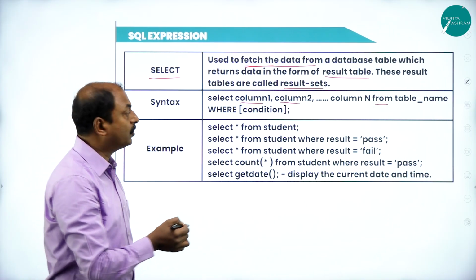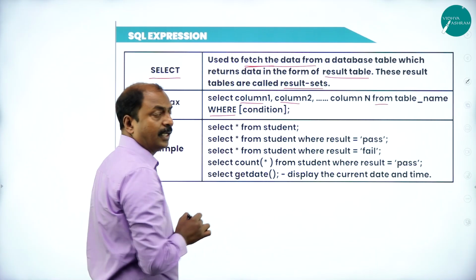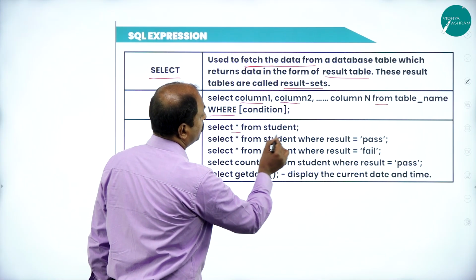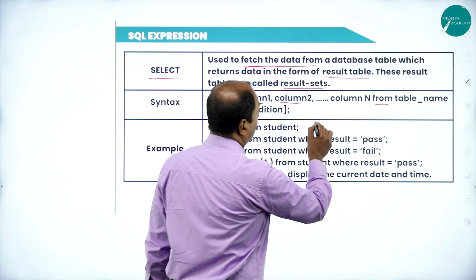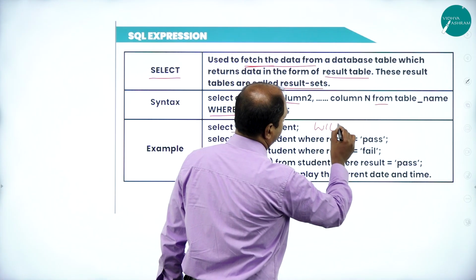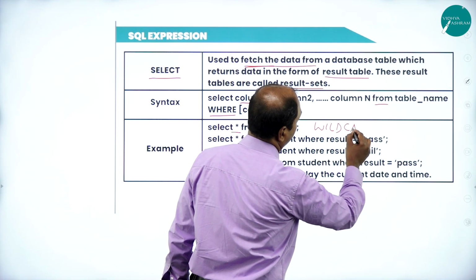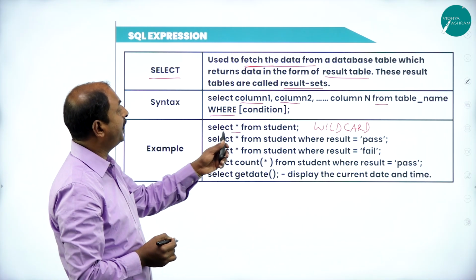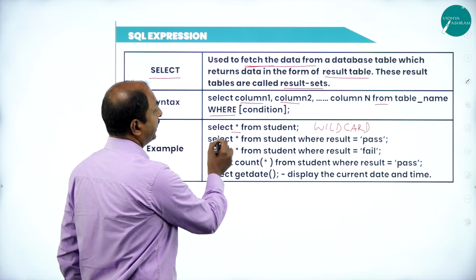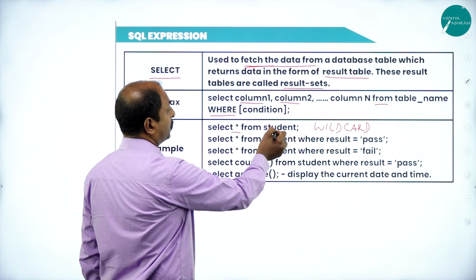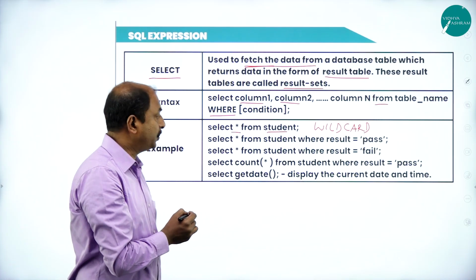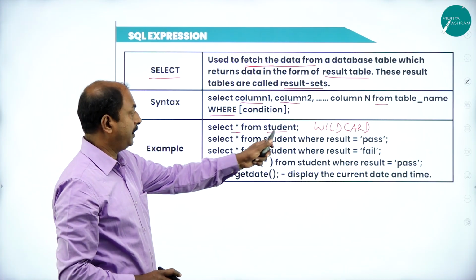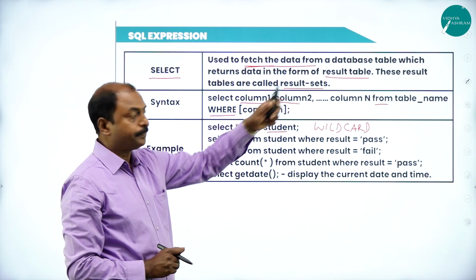And again here also we can make use of where clause. So look at the example now. Here, select star from student. Here star is called a wildcard character. It displays all the records. So student is the name of the table. So it is going to display all the records with all the fields of a table. That is again a result set.